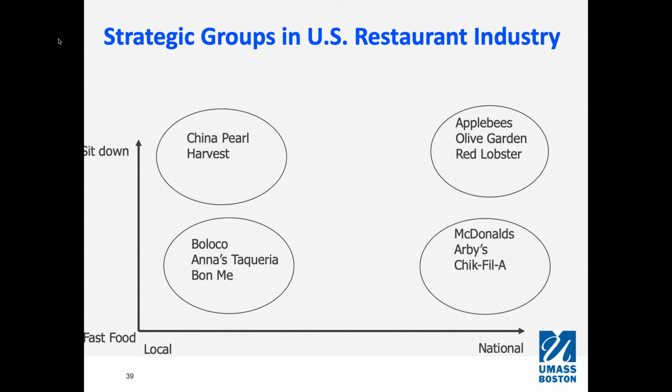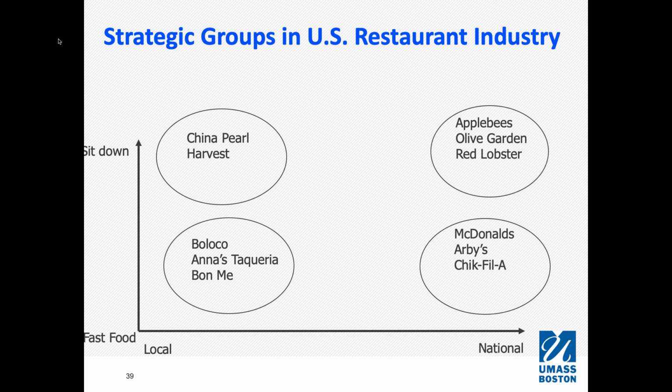It works for thinking about sit down versus fast food and local versus national. So fast food, local, right? Boloco, Anna's, these are local, okay? National sit down versus local sit down. This is a way to figure out who's in the industry, right?